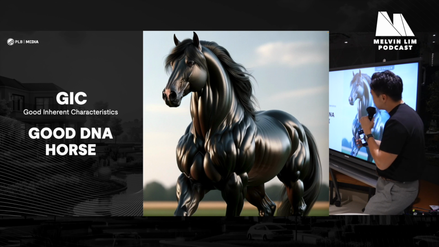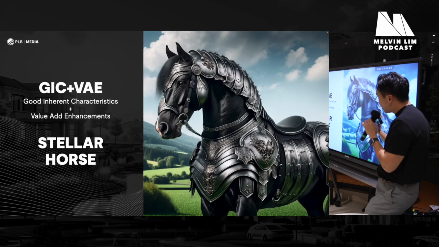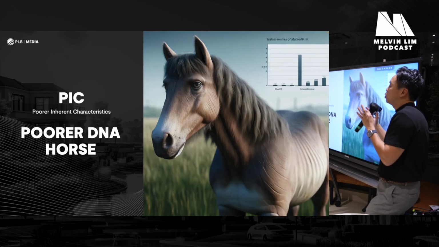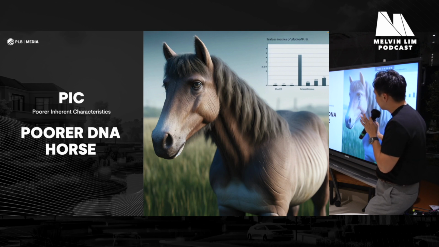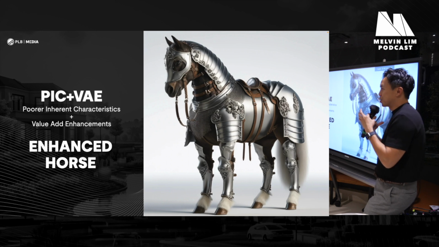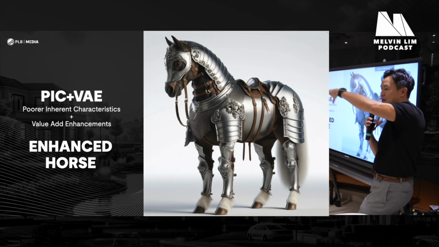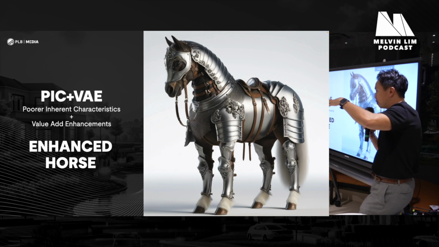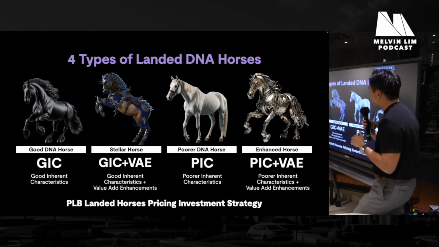We call that value enhancement. Now, when you buy a house that has good DNA and you value add to it, we call it a stellar horse. And when you buy a house with poor DNA, we call it a poorer DNA horse. But when you enhance it, it's also not too bad, so it becomes an enhanced horse. Some houses have inherent characteristics that are not good around it, but it's fully rebuilt, or the design is beautiful, and you can still get it sold.